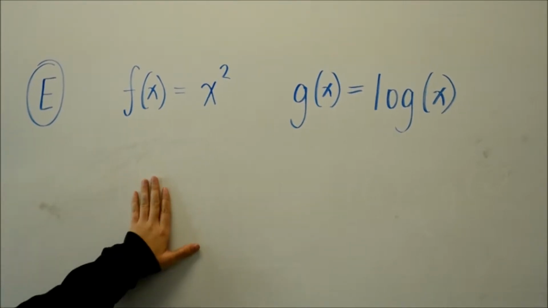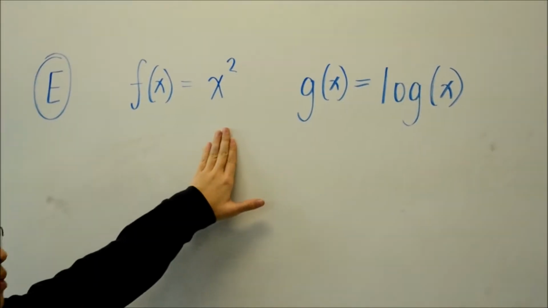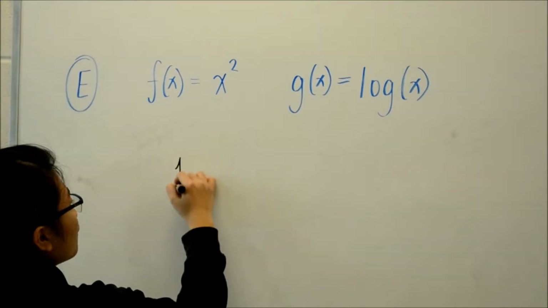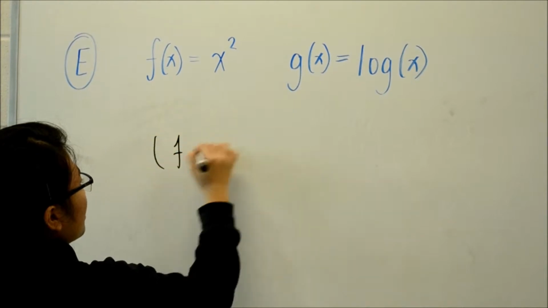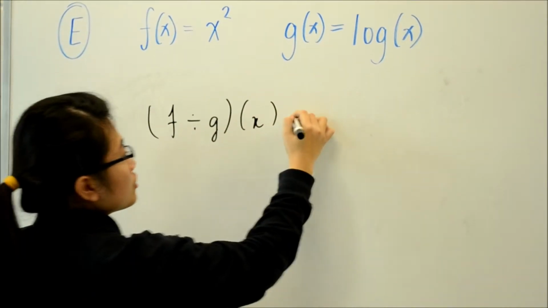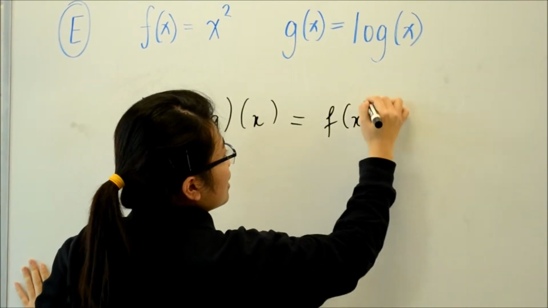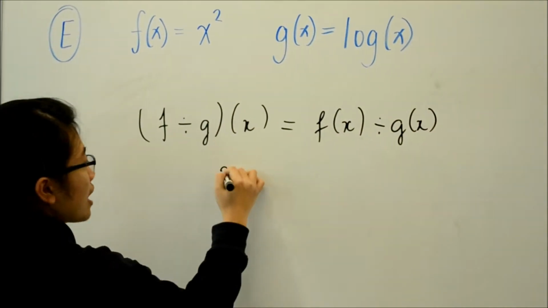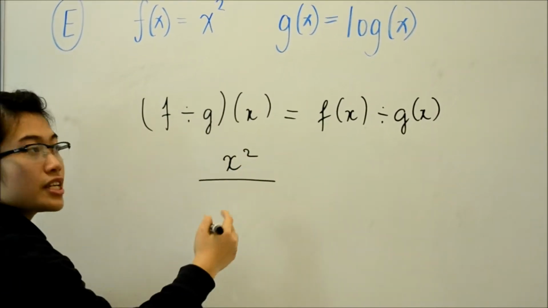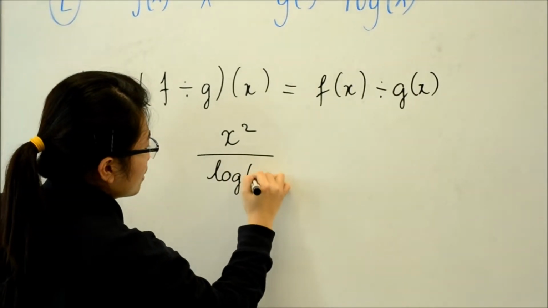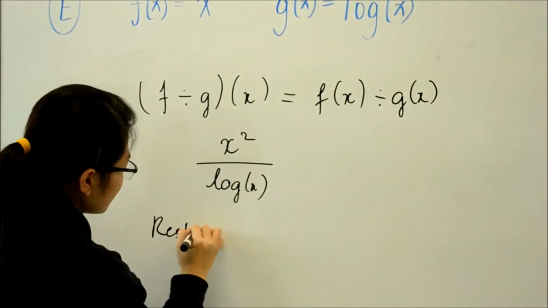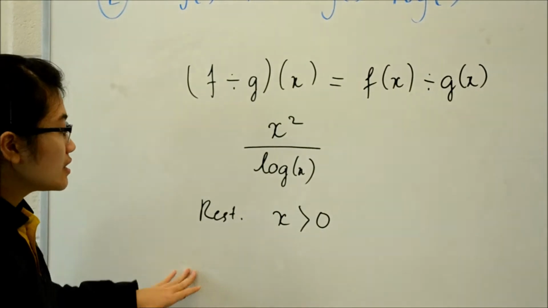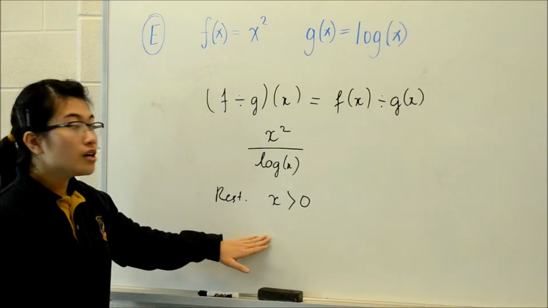So in the example, we have f of x equal to x squared, g of x equal to log x. So we have the formula f divided by g at x equal to f of x divided by g of x. f of x equal to x squared divided by g of x equal to log x. For the restriction, we have x has to be larger than 0 because log cannot be equal to a negative number or 0.